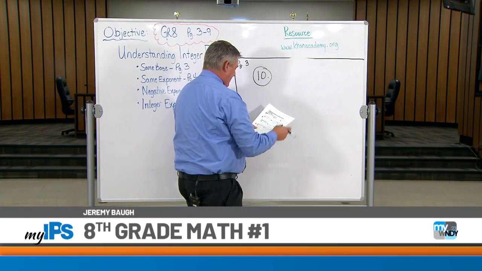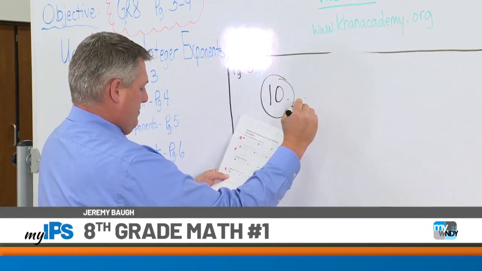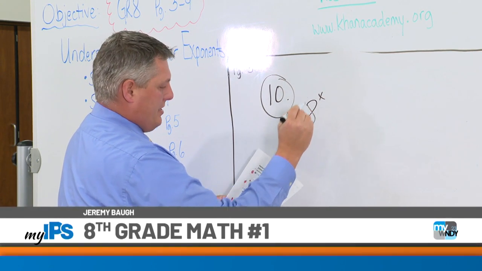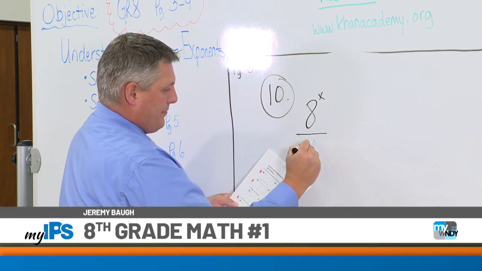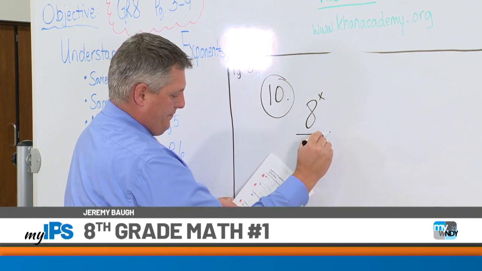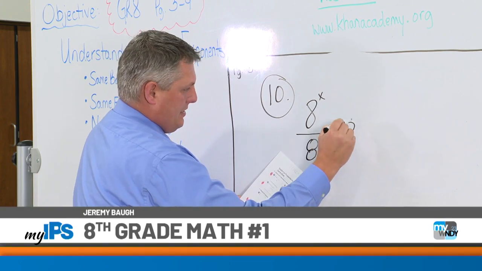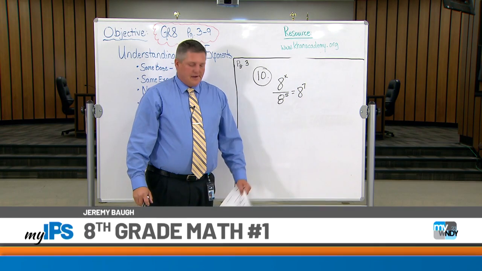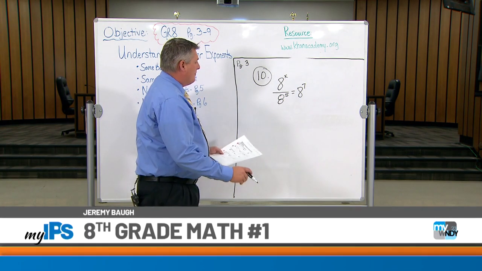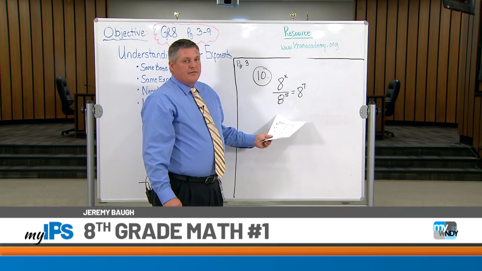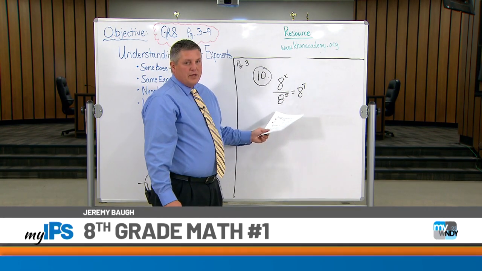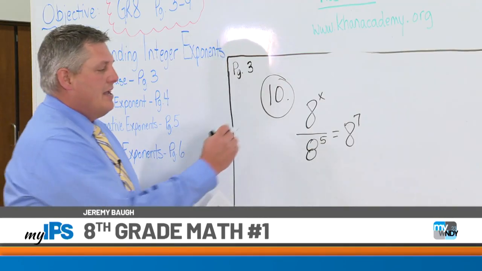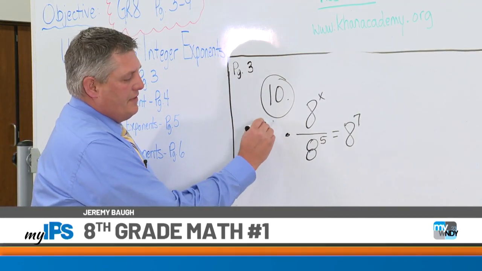Number 10 in your packet looks like this. Whew. Mr. Ball's eyes are getting old. That is small. All right, 8 to the x and 8 to the 5th and 8 to the 7th. How do we tackle this one? Well, the first thing you got to do is get rid of the denominator. And the way you can do that in a fraction problem is to multiply both sides by 8 to the 5th. So we're going to start off with 8 to the 5th.